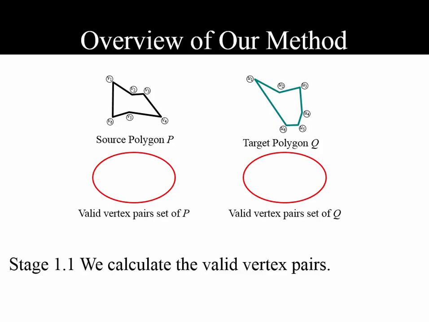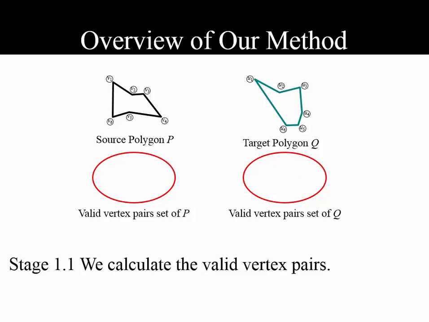We call a vertex pair of a polygon valid if vertex ui is visible from uj and at least one of the two vertices is a concave vertex. For example, 2 and 5 is a valid vertex pair of the source polygon.